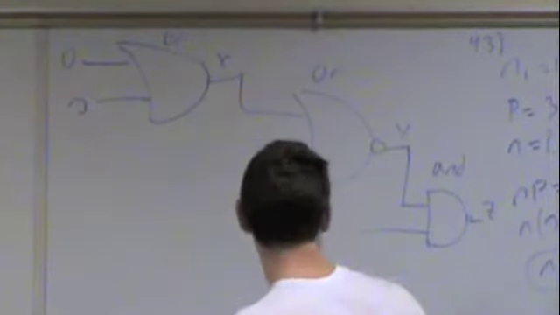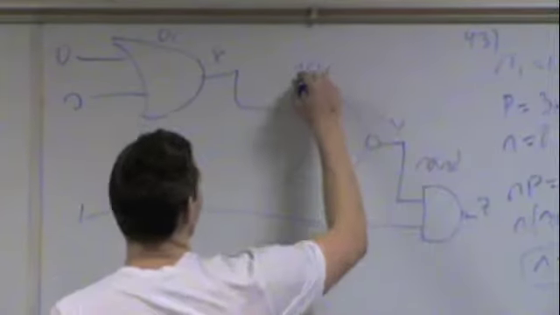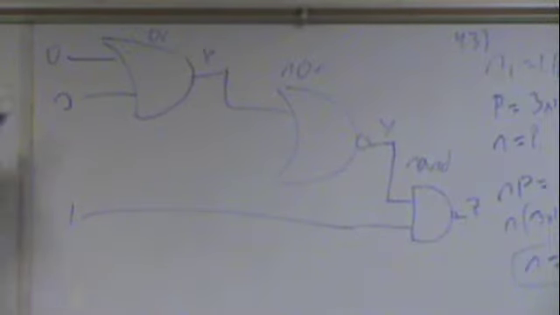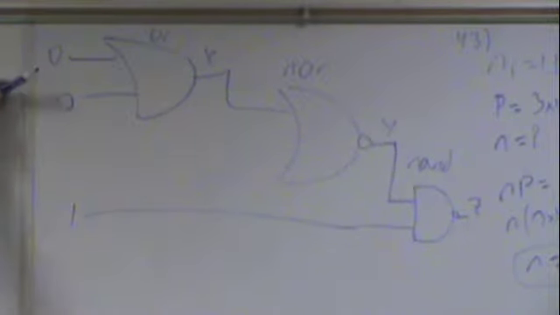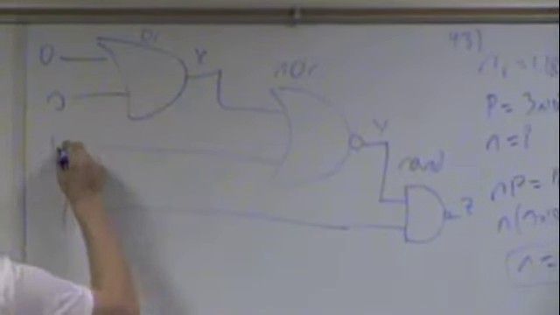Since I suck at drawing, I figured I'd just write it. Alright, NOR and AND gate. So we take this one, OR 0 with 0, we get? 0. Yes, you're absolutely right.